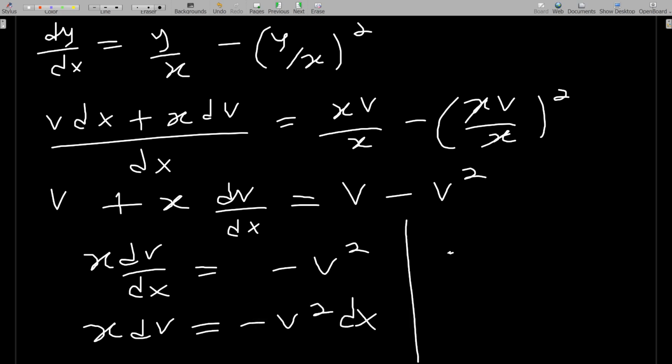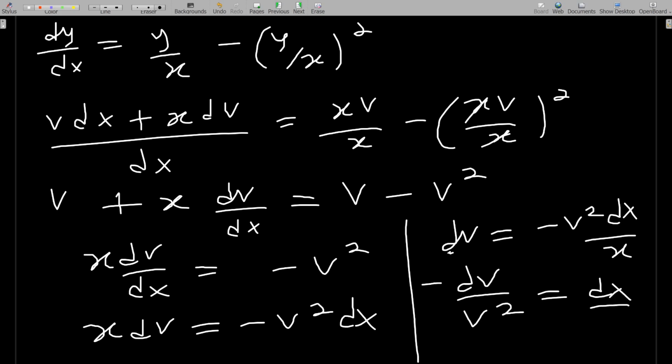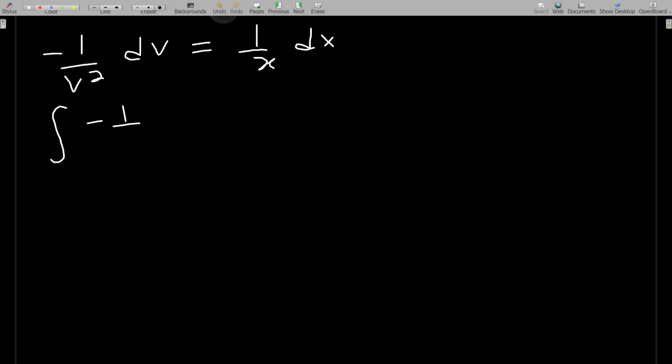So this shows that if I divide through by x, I have dv is equal to minus v squared dx over x. Okay, now let's try to divide through by minus v squared, and we'll have minus dv over v squared is equal to dx over x. I hope you get this. So this is very simple and it's separable. Okay, we've been able to separate this into this is equal to 1 over x dx. Then integrate both sides. Okay, so I integrate minus 1 over v squared. So minus 1 over v squared is the same as minus v to the negative 2, from indices, dv, and this is equal to integral of 1 over x dx.